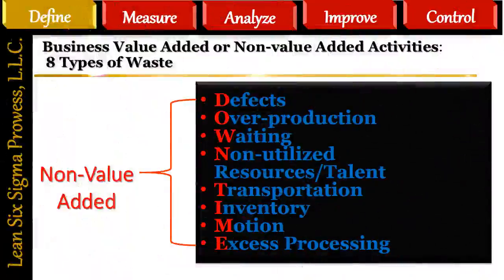Lean classifies non-value activities into 8 categories. There are several acronyms to help assist the student in learning these. The one that I prefer to use is DOWNTIME. Applying the DOWNTIME acronym, the 8 types of waste are: defects, overproduction, waiting, non-utilized resources/talent, transportation, inventory, motion, excess processing.